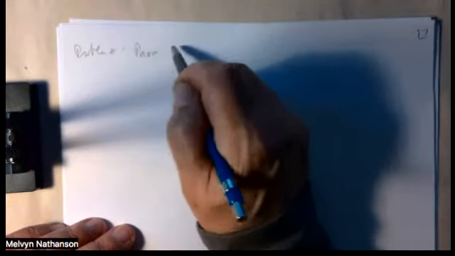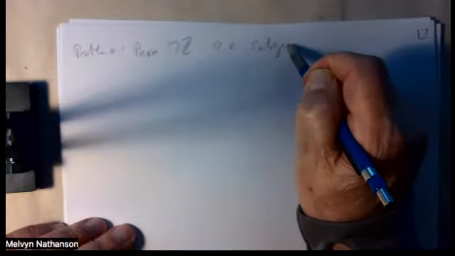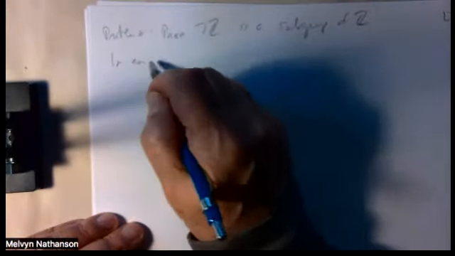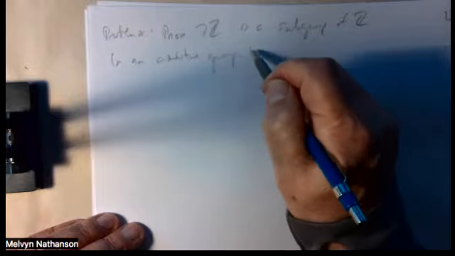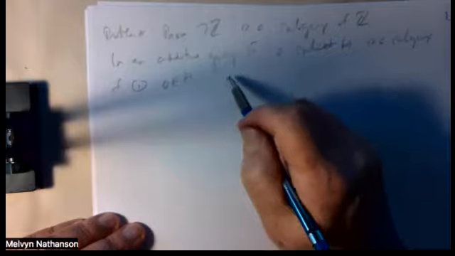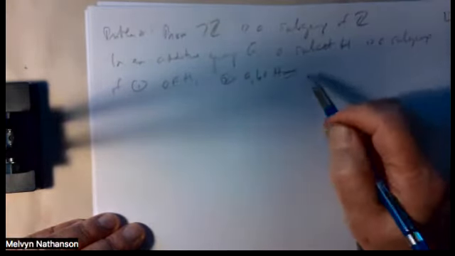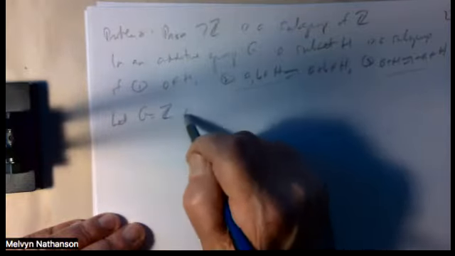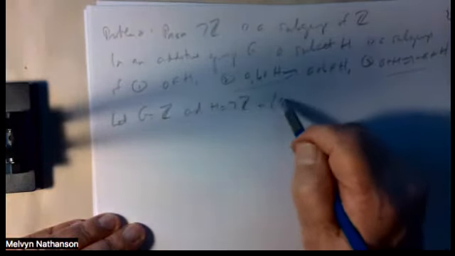Problem number 8 is to prove 7Z is a subgroup of the additive group of integers Z. So in general, in an additive group G, a subset H is a subgroup if 0 is in H, A and B in H implies A plus B is in H, and A in H implies minus A is in H. So I'm just going to check these three properties for the case when the group is the integers and H is 7Z, that is all the multiples of 7.